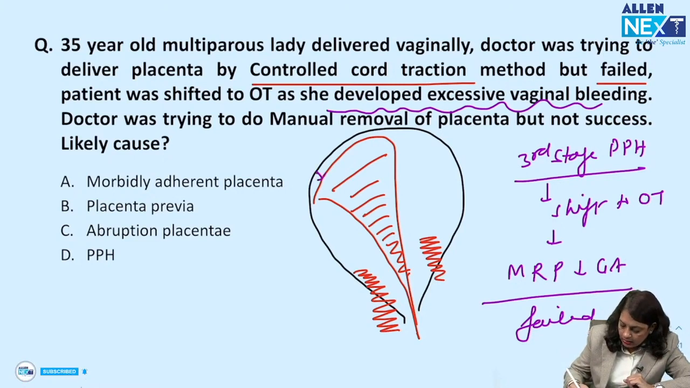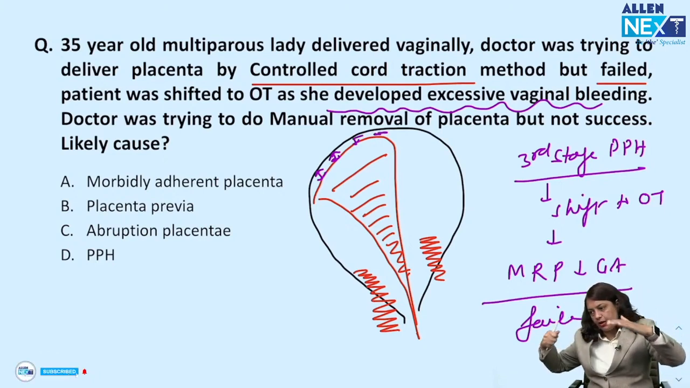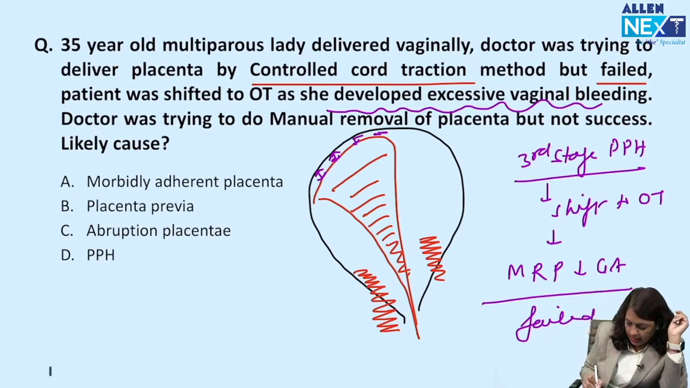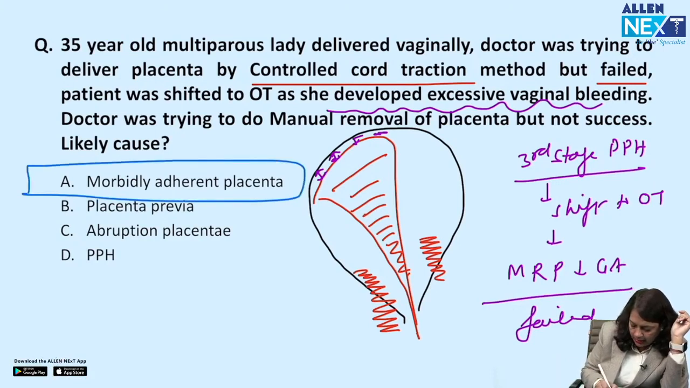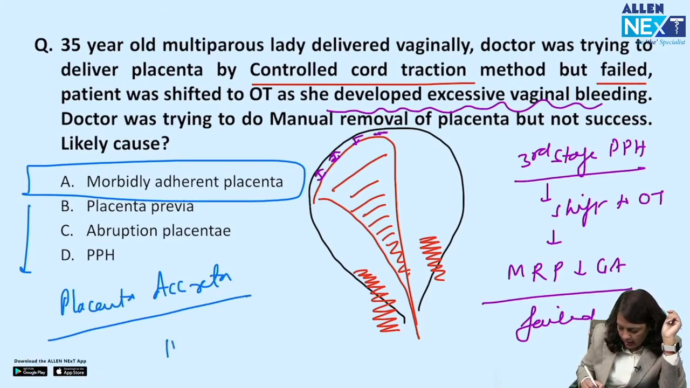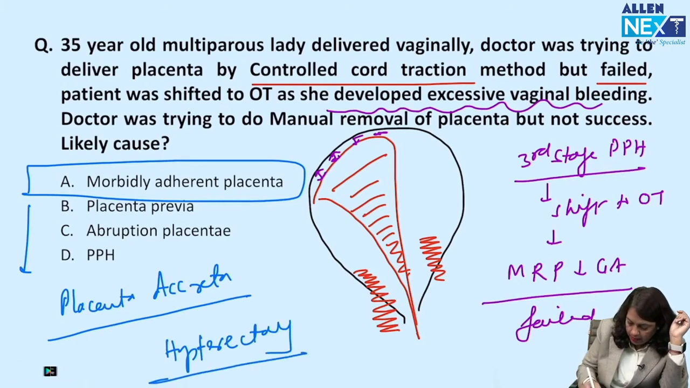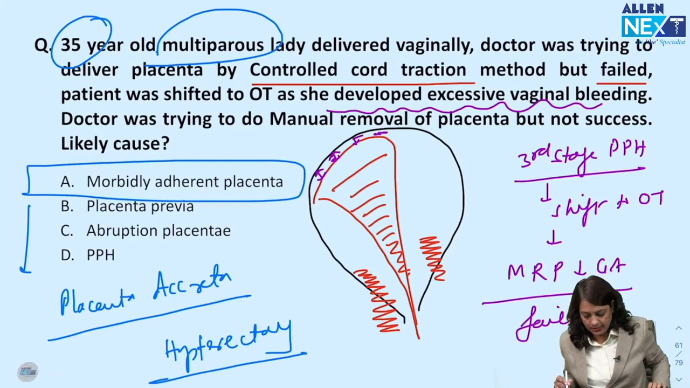It is that they are not able to find a plane of cleavage. Okay, plane of cleavage: the placenta has to be separated from the uterus and then you can do manual removal of placenta. So it is a morbidly adherent placenta, that is placenta accreta. So arranging the blood, taking the consent, I am going to do hysterectomy in this patient, keeping in mind she is multiparous and family would have been complete by this time.